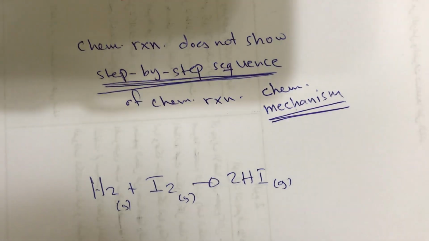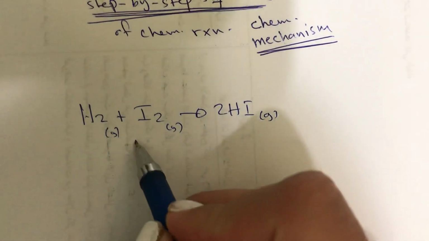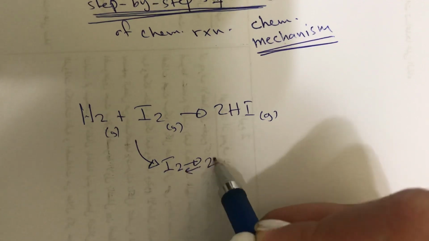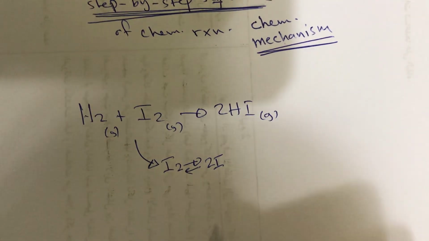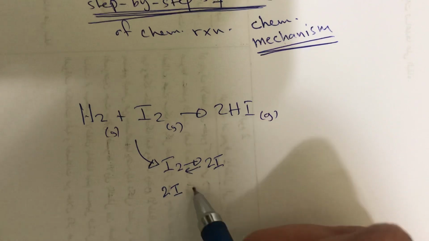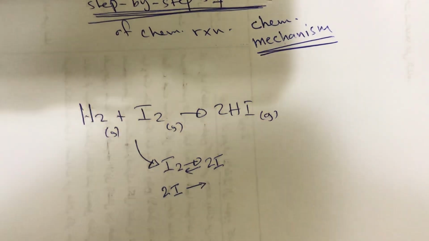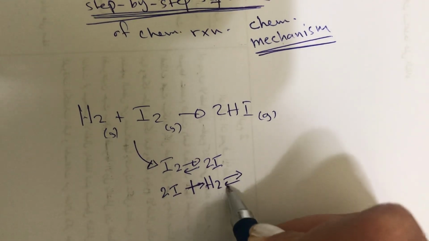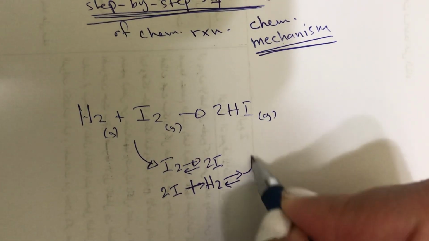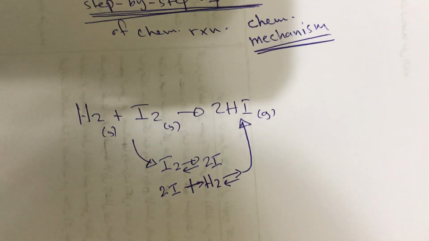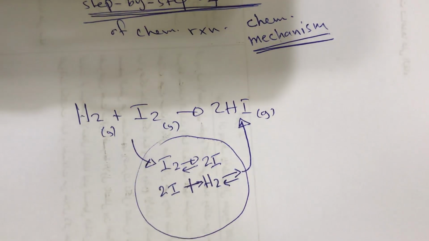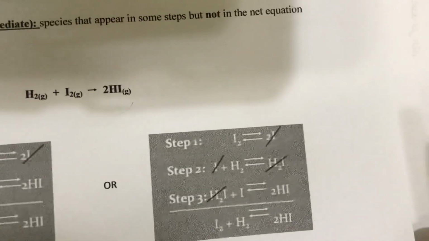So here in the equation, the first step, iodine dissociates to 2 iodine atoms, then 2 iodine atoms react with hydrogen gas to produce 2 moles of hydrogen iodide. So this is called the activated complex. Or another mechanism, maybe here.